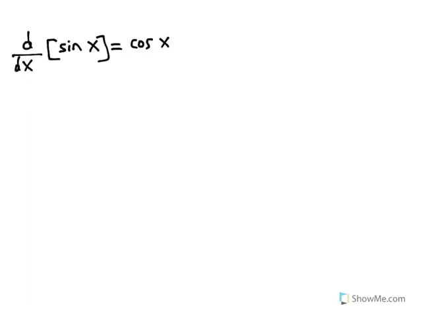Consider this. We know the derivative of sine is cosine, so the derivative with respect to x of sine x is cosine x. So if you have the indefinite integral of cosine x dx, we know we're looking for an antiderivative, and of course an antiderivative of cosine would be sine, so we write sine x plus the constant of integration.